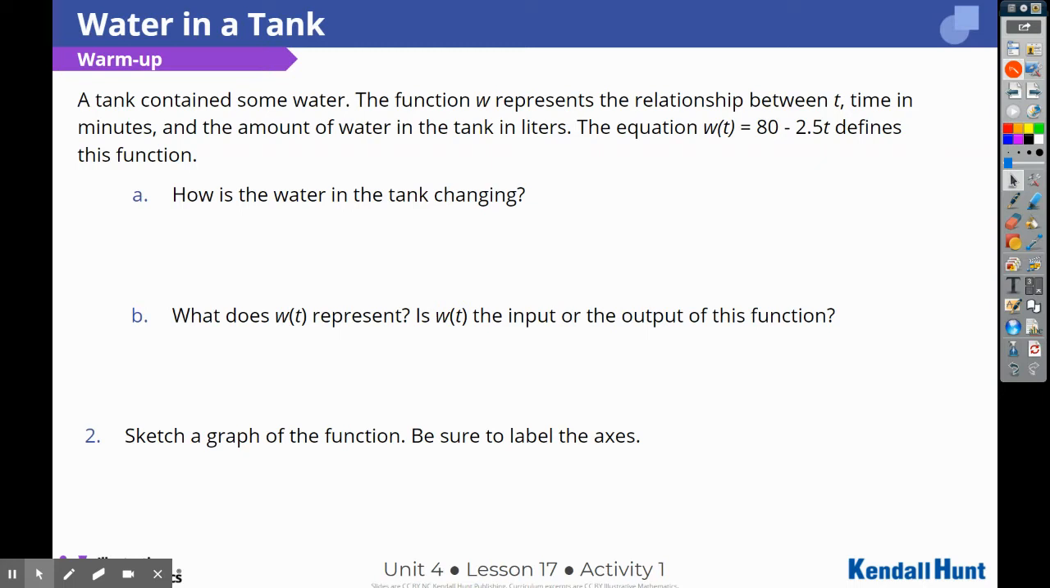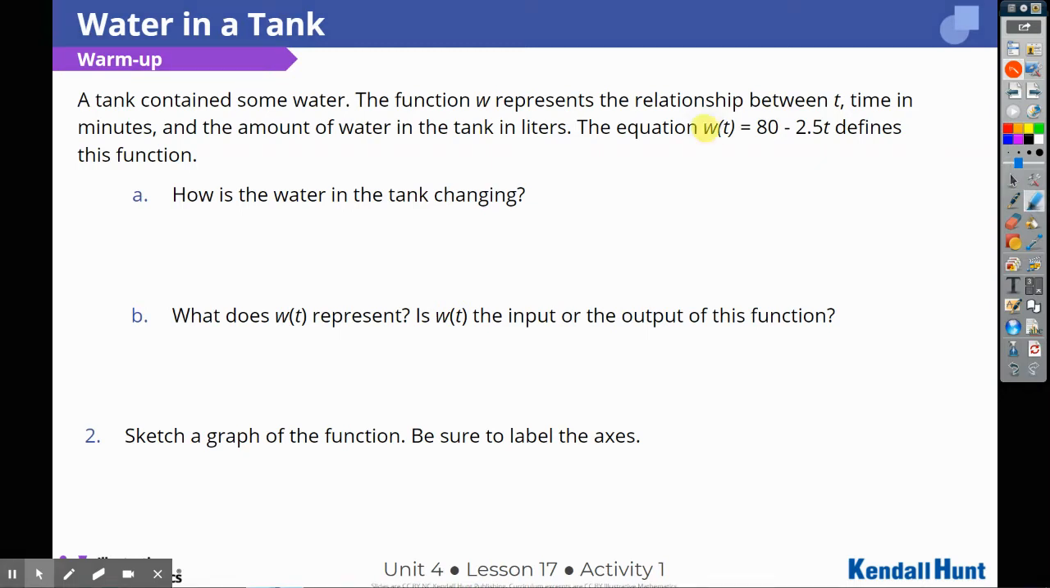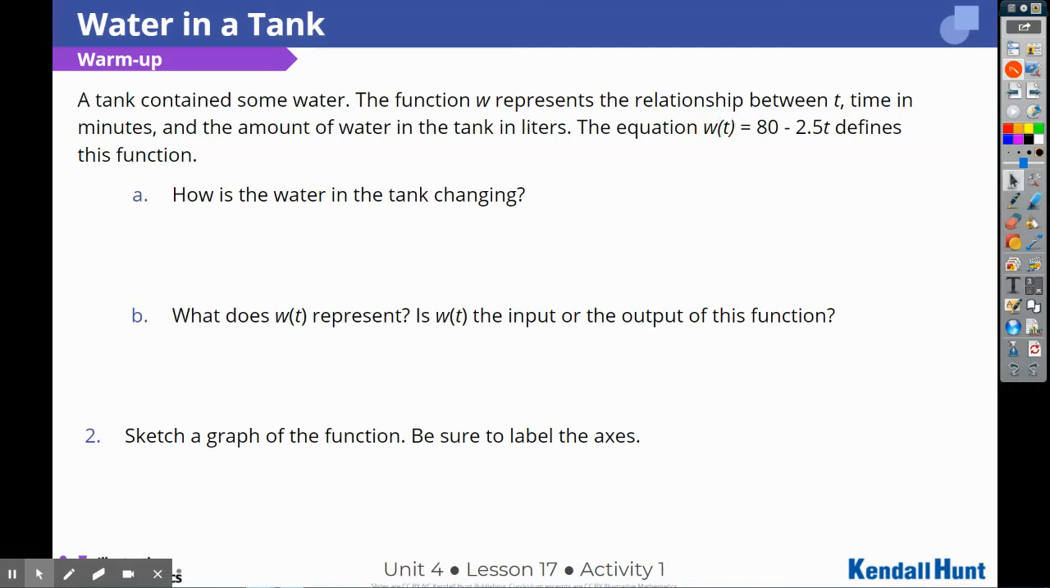So you need to remember that the W here in your function is just the name of your function. And then the T in parentheses tells you your input of your function, what you are putting into the function to get your output. W of T altogether is your output of your function. And so in order to solve this, 80 minus 2.5 T would give us the output, which we would be looking for, the amount of water in the tank.